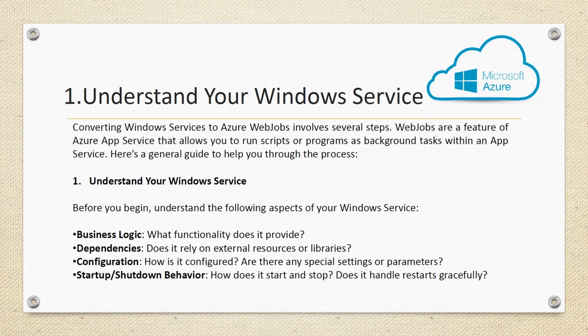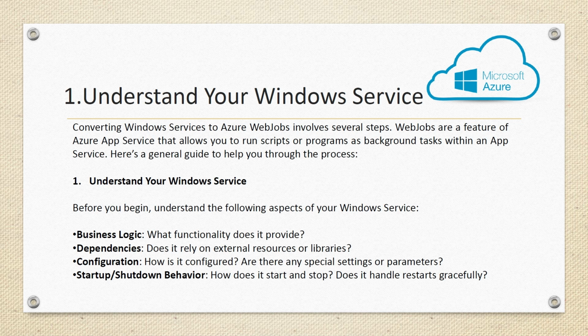First, business logic. What functionality does this provide? Business logic means what your current running Windows service is doing. Is it related to some logic? What kind of logic is behind this Windows service? You need to understand those things first, because when converting your Windows service to web jobs, you need to write that logic in your console application. So you must understand your current running legacy application's Windows service business logic and how it runs.